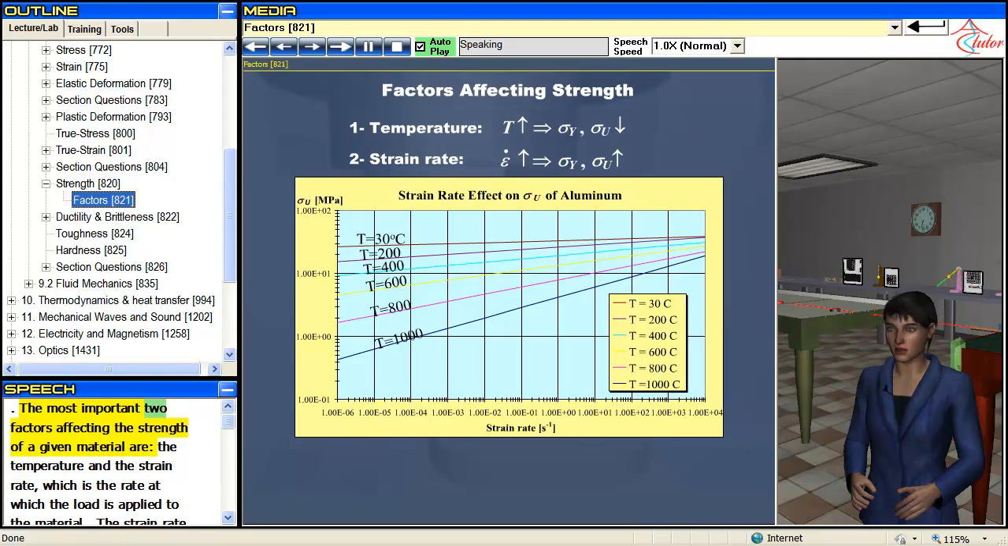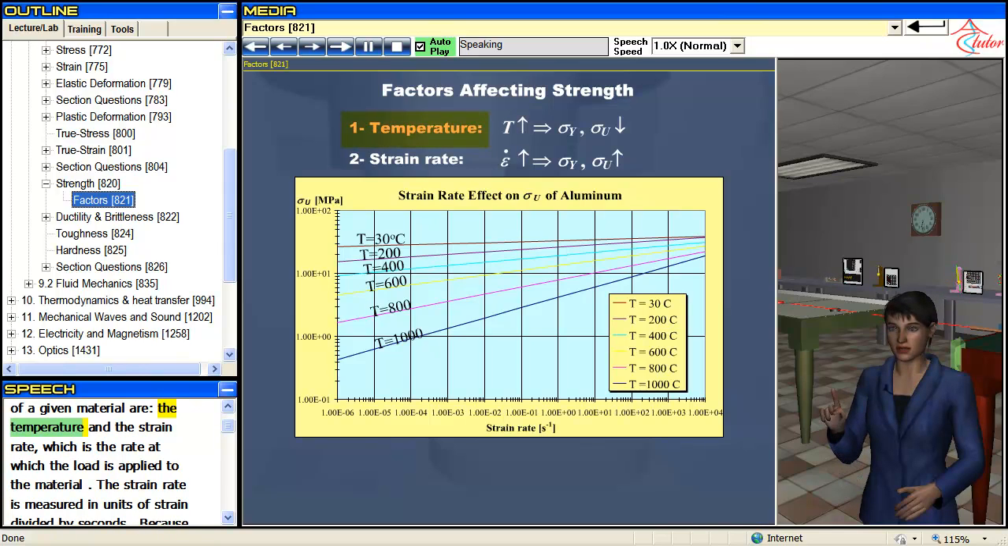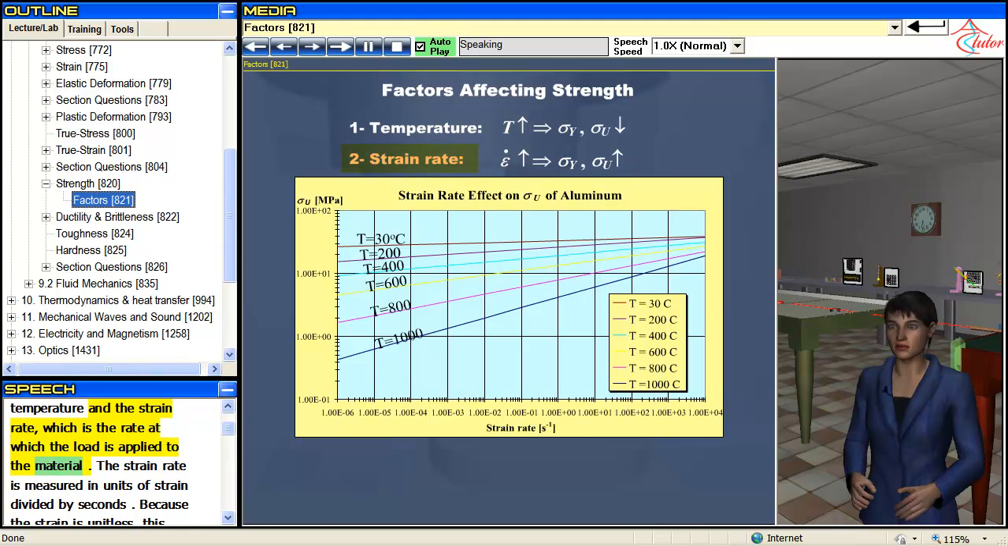The two most important factors affecting the strength of a given material are the temperature and the strain rate, which is the rate at which the load is applied to the material. The strain rate is measured in units of strain divided by seconds. Because the strain is unitless, this would be 1 divided by seconds.